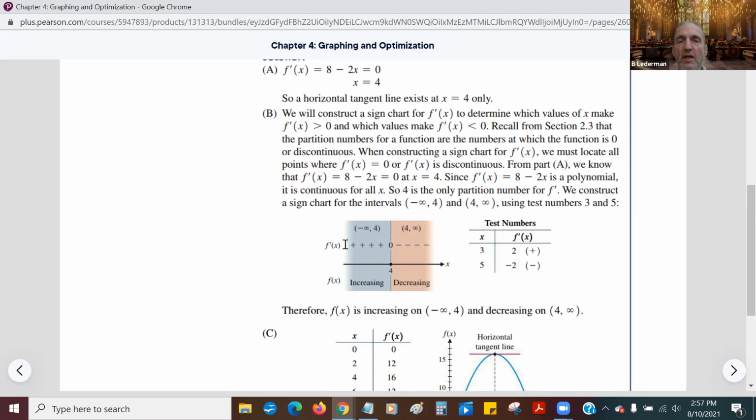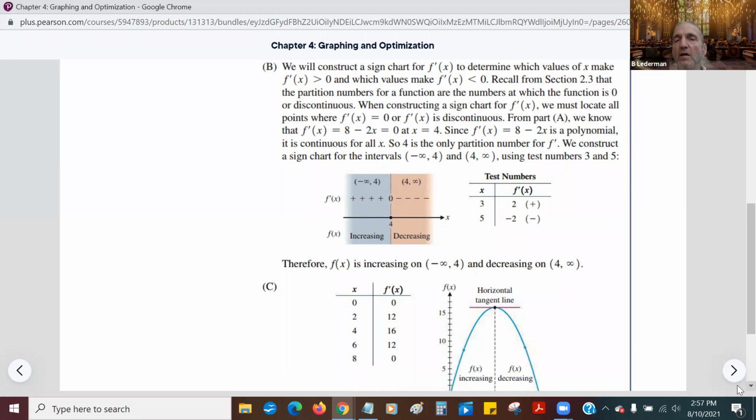8 minus 2x is positive when x is from negative infinity all the way up to 4. And 8 minus 2x is negative when x is greater than 4 all the way up to infinity. So it's positive, positive, positive, positive. It hits 0 when x equals 4, and then it's negative, negative, negative. And that is a cool thing.